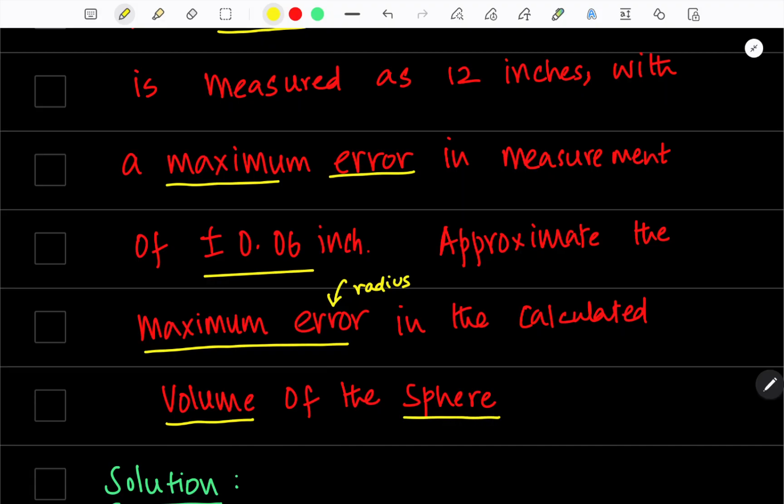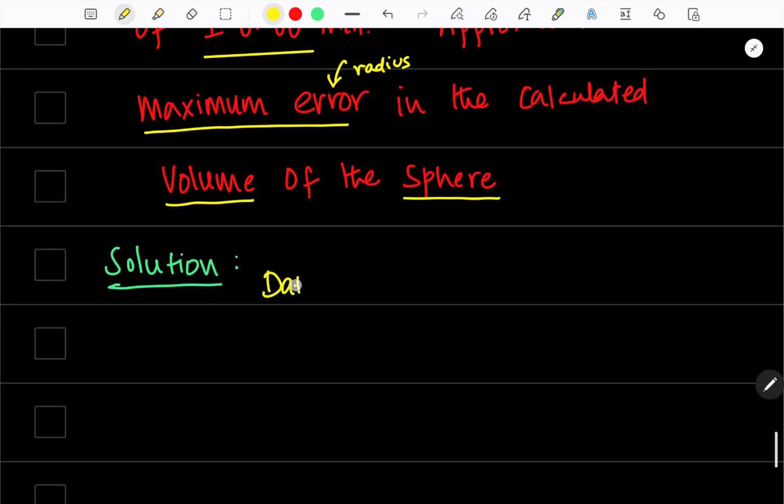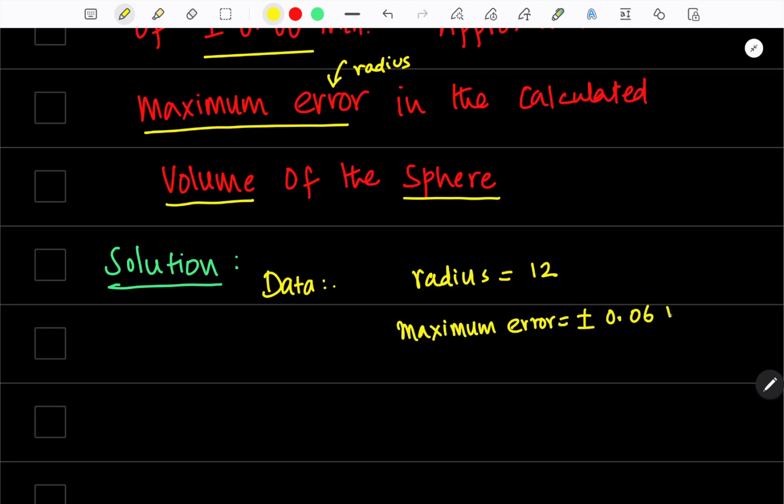So first of all, you should know what is the data given. Data means the things which are given in the question. Radius of the spherical balloon is given. How much? Which is 12 inches. And the next thing given is the maximum error. How much is the maximum error? Which is plus or minus 0.06 inches.